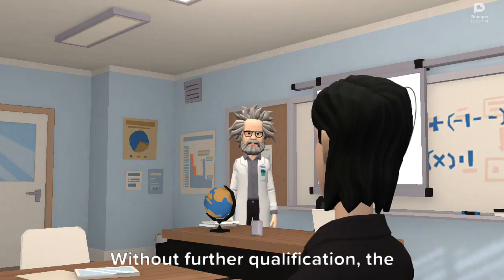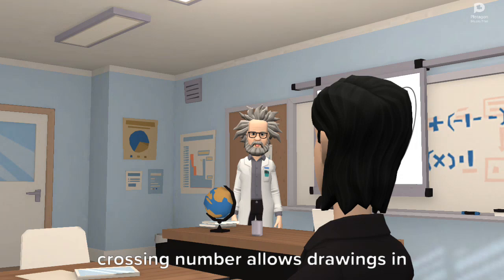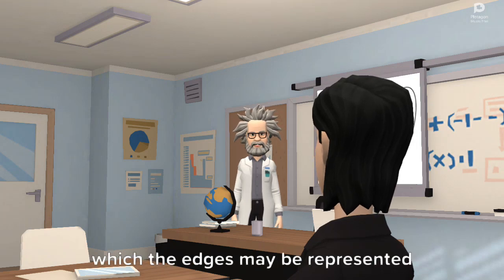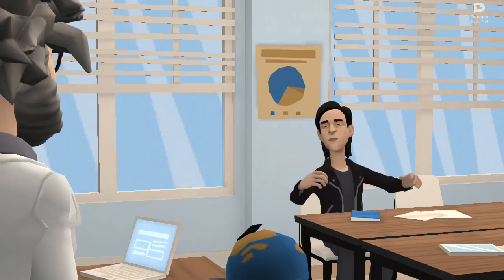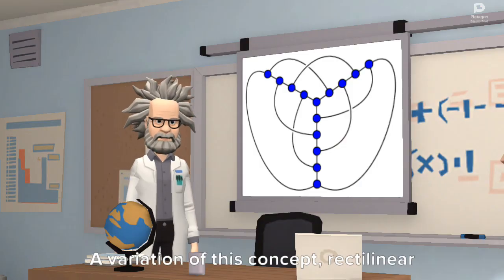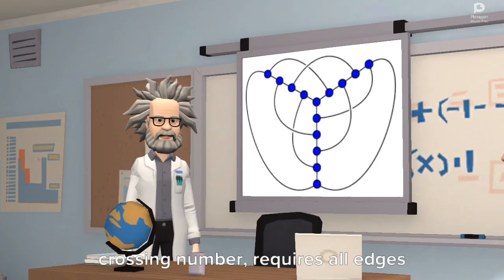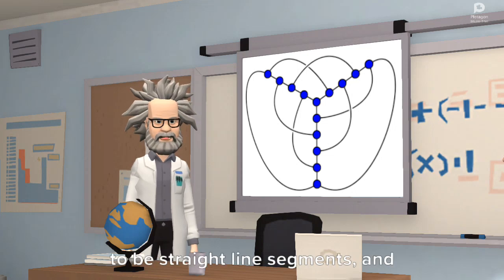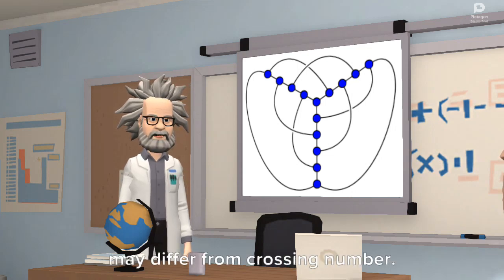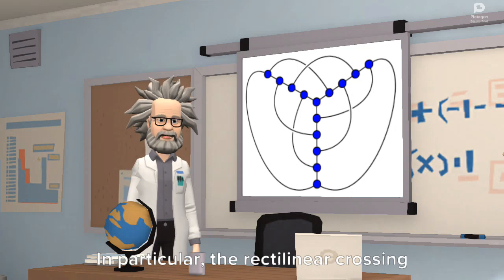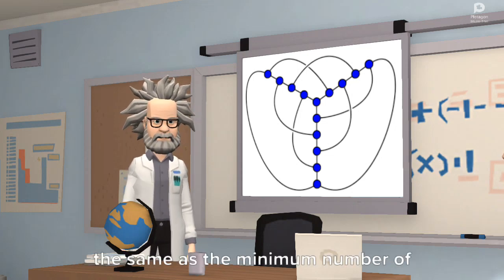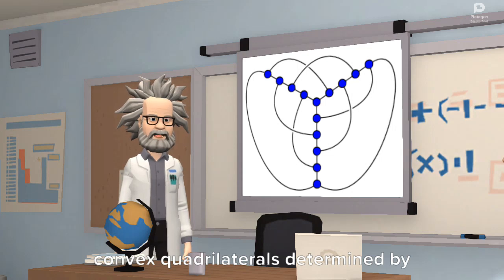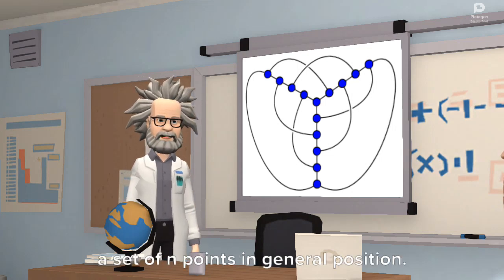Without further qualification, the crossing number allows drawings in which the edges may be represented by arbitrary curves. A variation of this concept, rectilinear crossing number, requires all edges to be straight line segments, and may differ from the crossing number. In particular, the rectilinear crossing number of a complete graph is essentially the same as the minimum number of convex quadrilaterals determined by a set of points in general position.